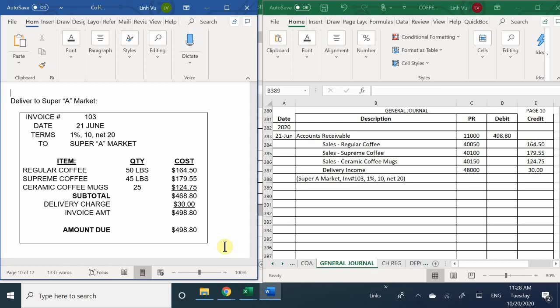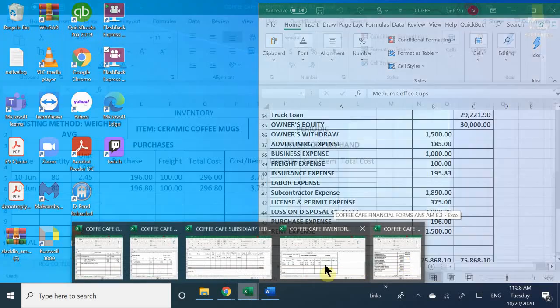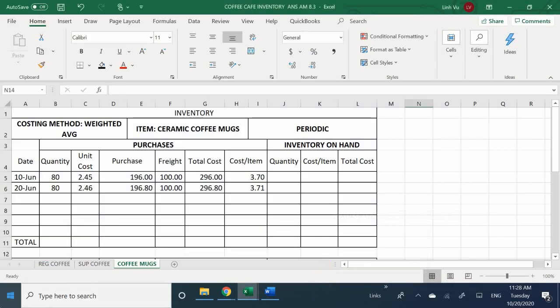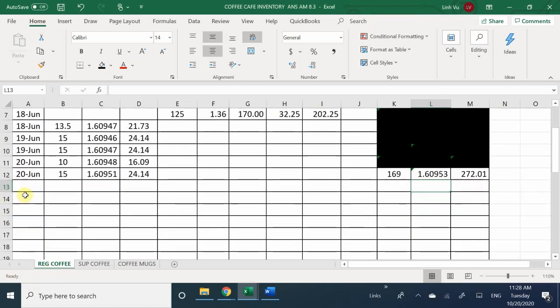Inventory. Okay. What is inventory? So, regular coffee. Basic information. We sold 50 pounds.